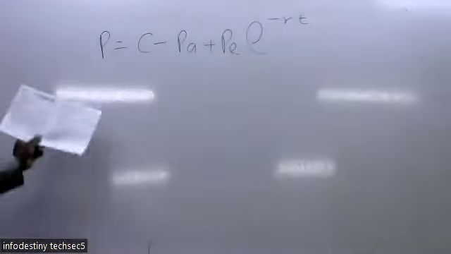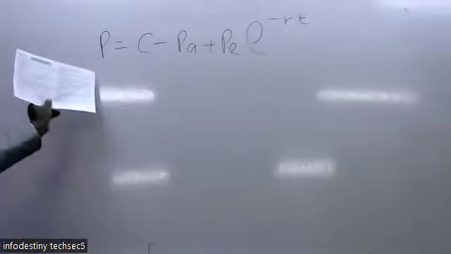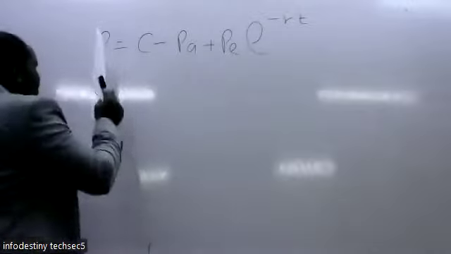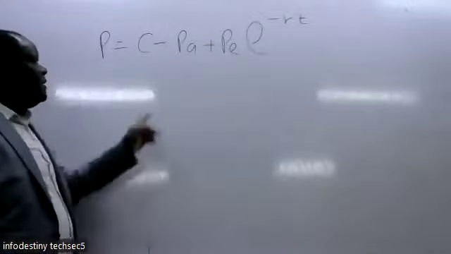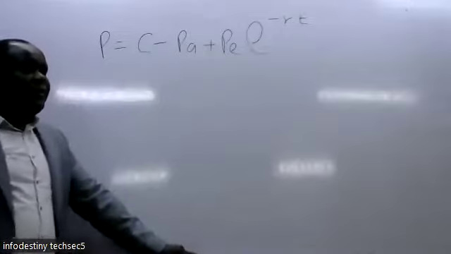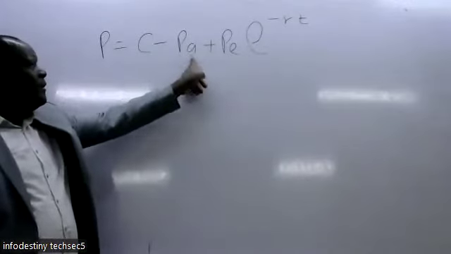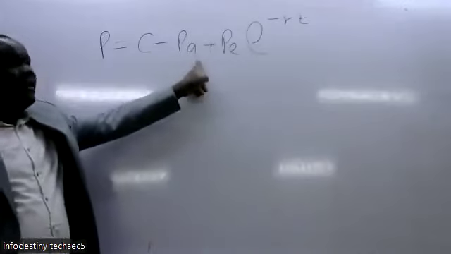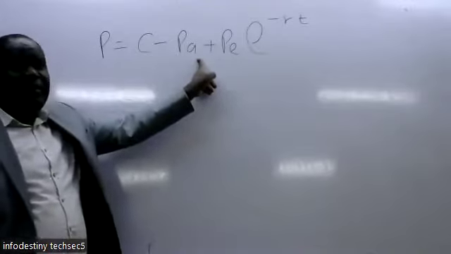Where P is the price of the put option. So this particular P is the price of the put option. C is the price of the call option. Then this particular PA is the current stock price.